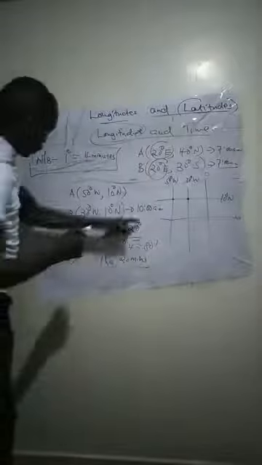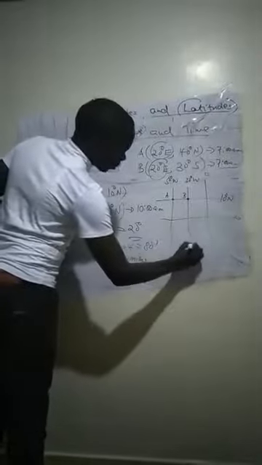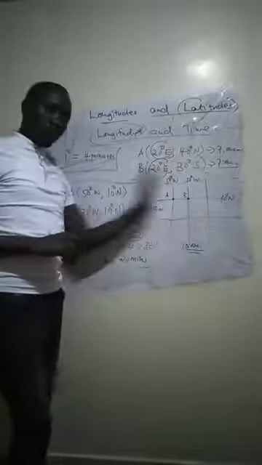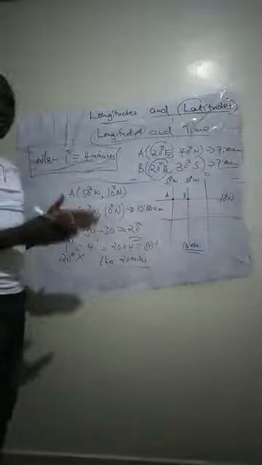Now we are given the local time of B, 10:00 a.m. Notice that A is to the western part of B. It is due west. So if it is due west, then it is behind in time. So behind in time means you subtract.